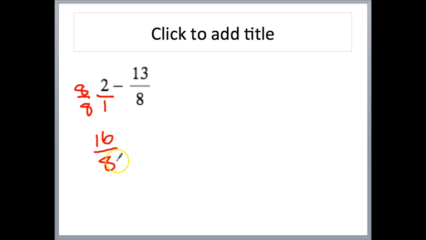You can see 16/8 is 2. That's another thing that you could just notice from the beginning. What's 2 in terms of eighths? 16/8. 16 divided by 8, that's 2. So minus 13/8 is 3/8, and you're done.